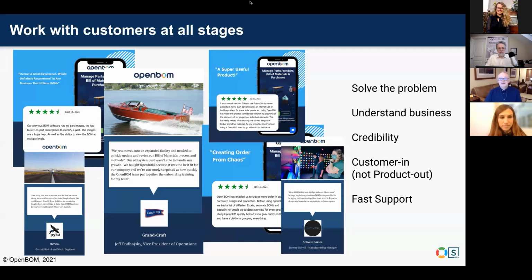So for me, it's asking that question: what was our customer thinking when they started the process? And then going through the stages of the process with them.